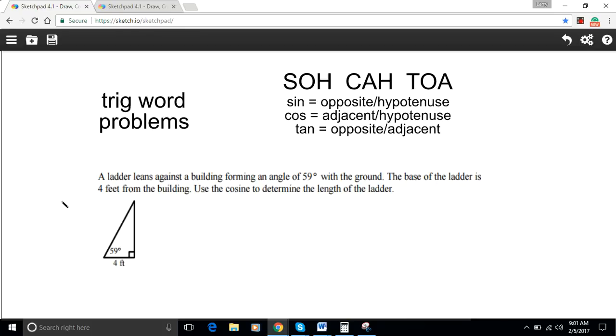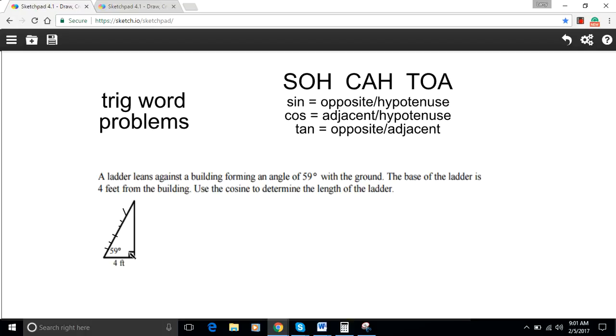Let's look at this first one. This is a pretty typical type of trigonometric word problem. It says a ladder leans against a building, forming an angle of 59 degrees. So this must be the ladder then, and the building is here. I guess that's the side of the building.